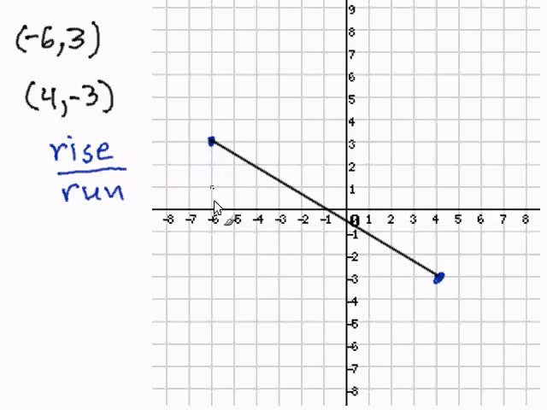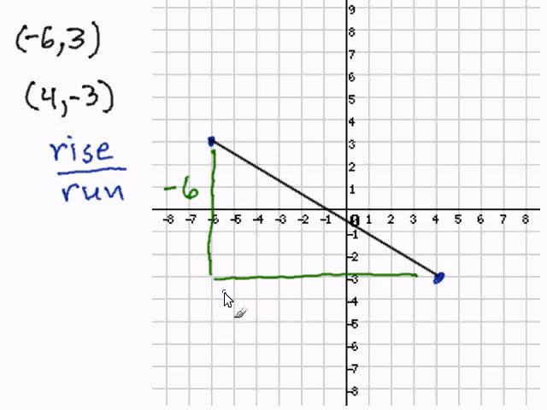Rise is the vertical distance, so we have to travel down, and run is the horizontal distance, so we have to travel to the right. Now, rise is the vertical distance, and since we traveled down, let's see how far we traveled. 1, 2, 3, 4, 5, 6. So we traveled -6 down. And the reason why I put -6 is we're traveling down.